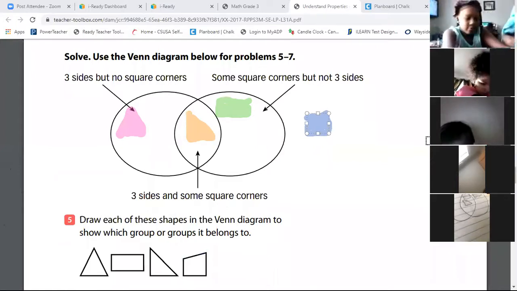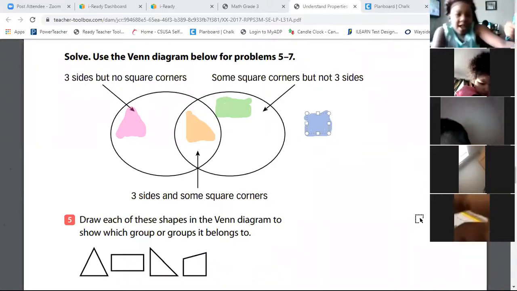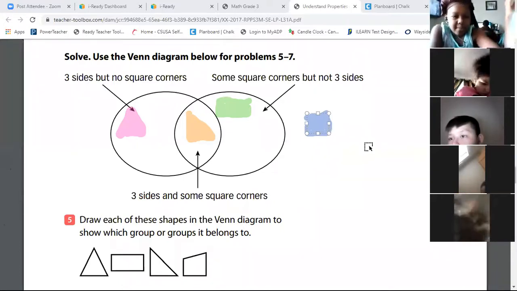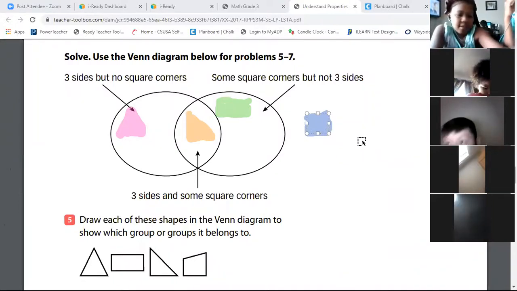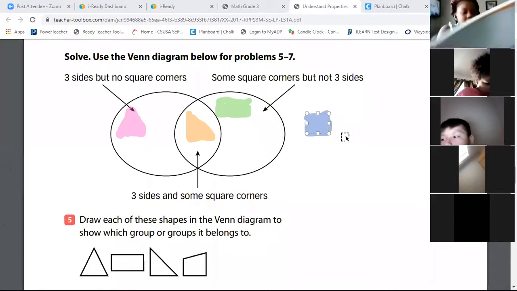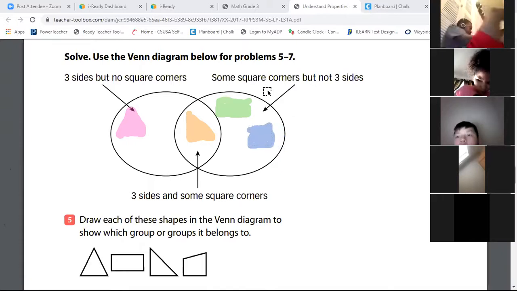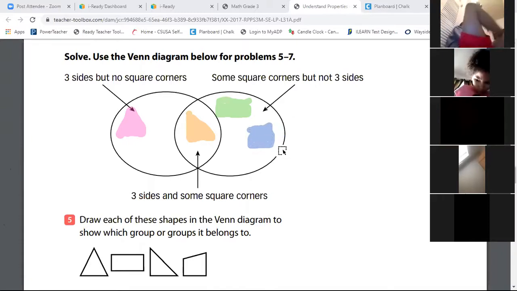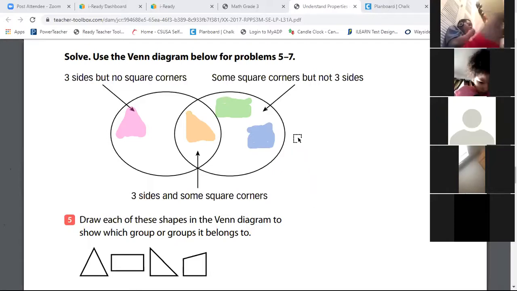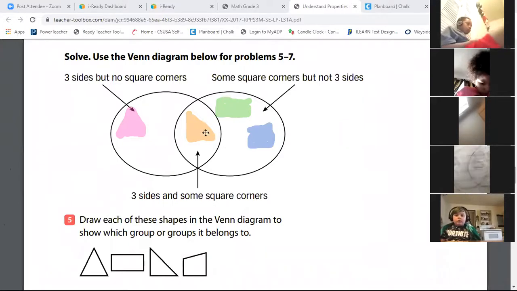Michaela? That one goes where it says some square corners but not 3 sides. Awesome, good job. It has how many sides, Michaela? 4. 4, you got it. So the first one should have had 1, the middle one should have had 1, and the last one should have had the 2 quadrilaterals.